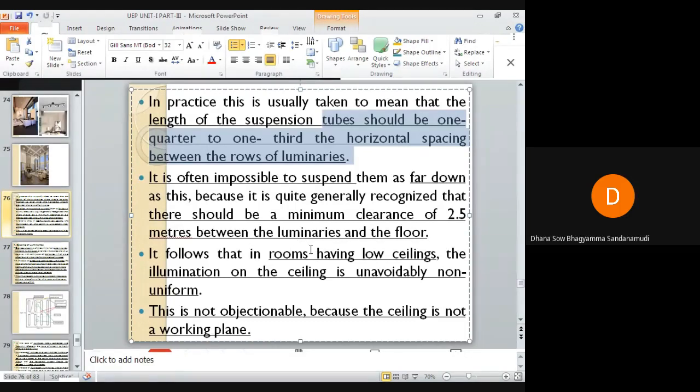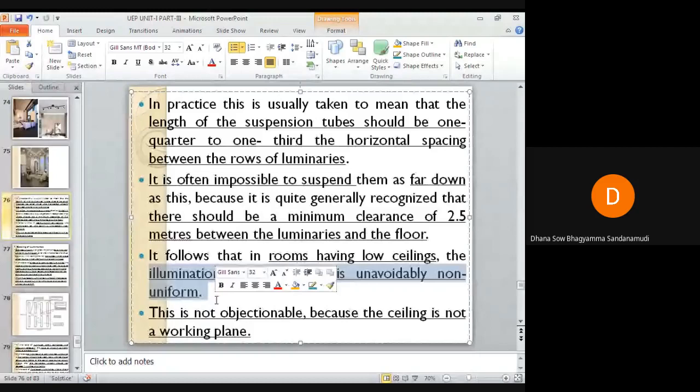It is not always possible to suspend them as far down as possible, because it is generally recognized that there should be a minimum clearance of 2.5 meters between the luminaries and the floor. So whenever we suspend the luminaries from the ceiling, you must make sure that the height of the luminary from the floor is not less than 2.5 meters.